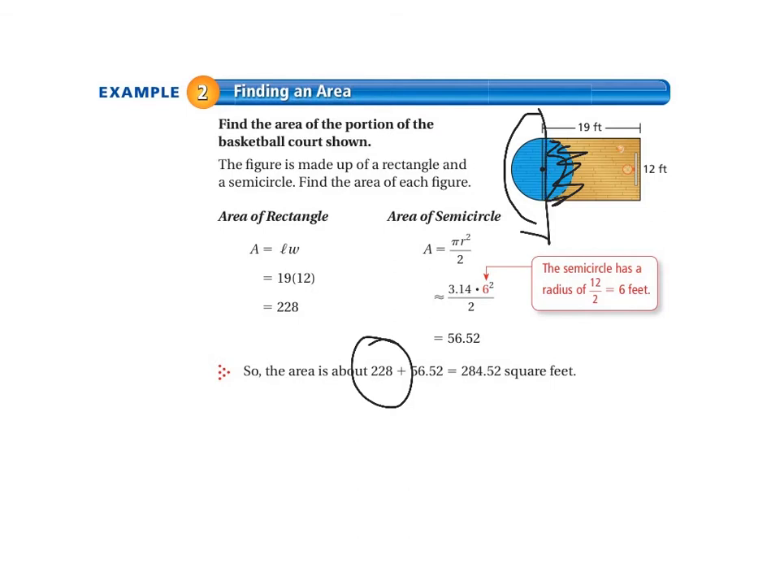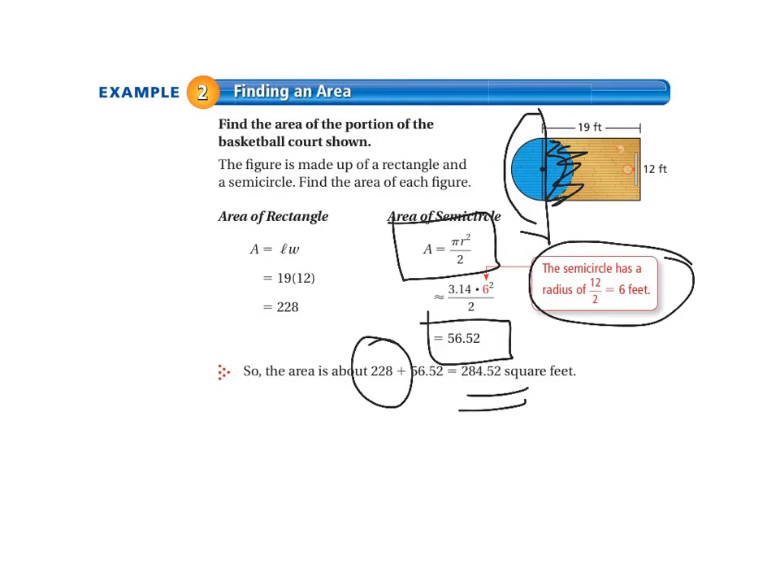So the area of the semicircle, we use our formula. Area equals pi r squared divided by 2, so 3.14 times 6, that's the radius. The diameter is 12, the radius is half of the diameter, so that's 6 feet squared. So 3.14 times 6 squared divided by 2. And when we do all of our calculations, that comes out to 56.52 square feet. So we add that up, and we get 284.52 square feet.